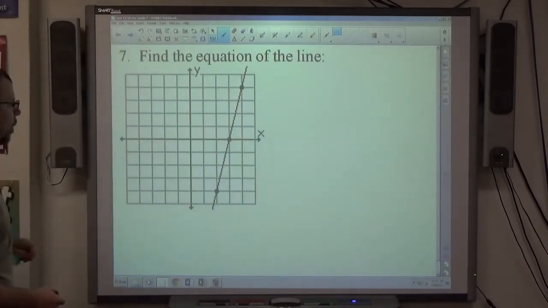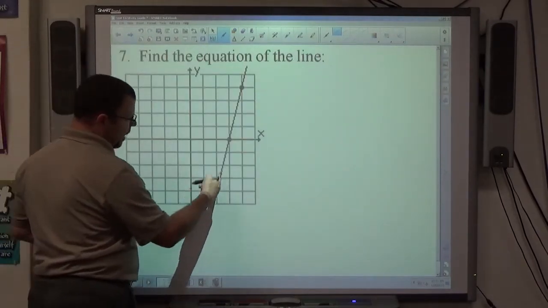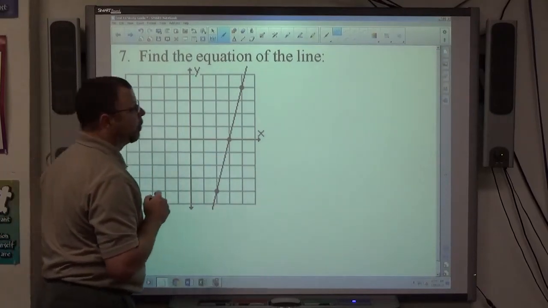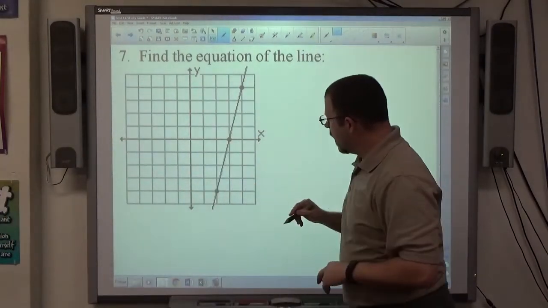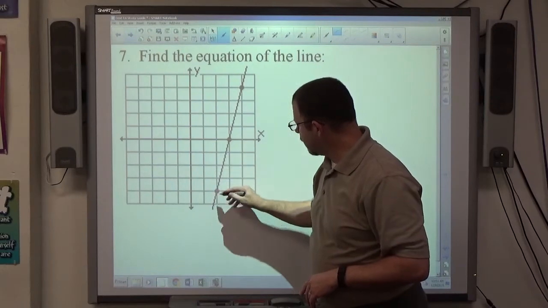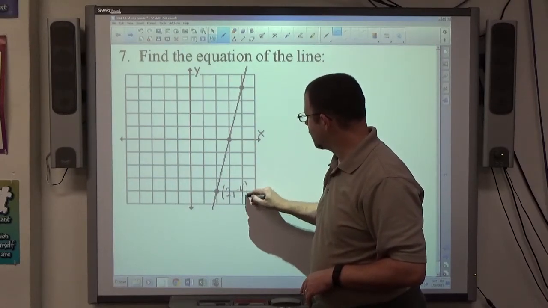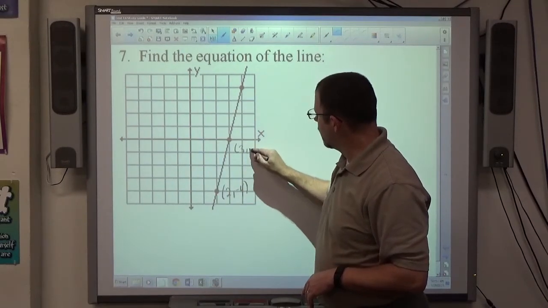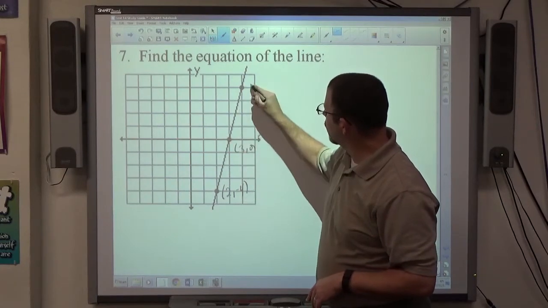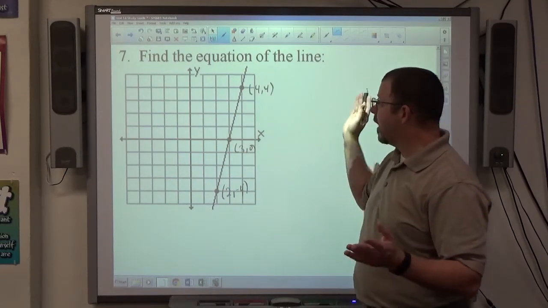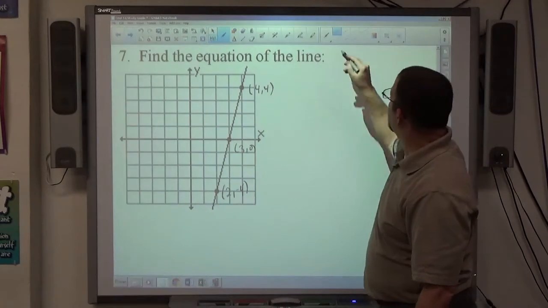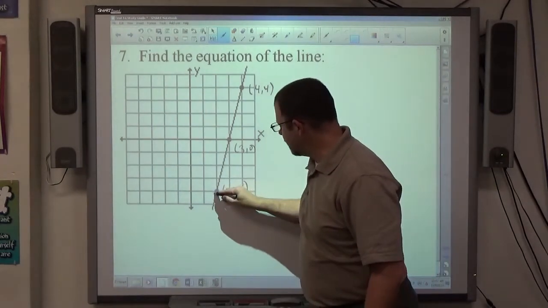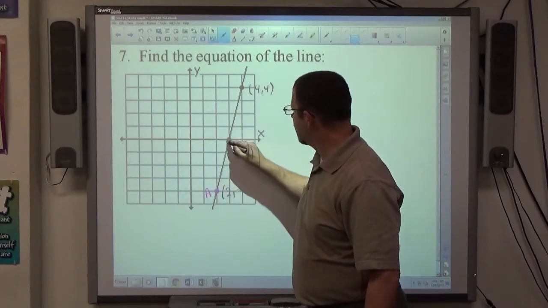Number 7, find the equation of the line. I went to the effort of putting these dots here so you know exactly what dots you'd want to use, so there'd be no confusion. 1, 2, 1, 2, 3, 4, so this is 2, negative 4. This, of course, is 3, 0. And this is 4, 1, 2, 3, 4, so 4, 4. Take your pick which point you want to use. I'm going to go from this point, call this point A, to this point B.